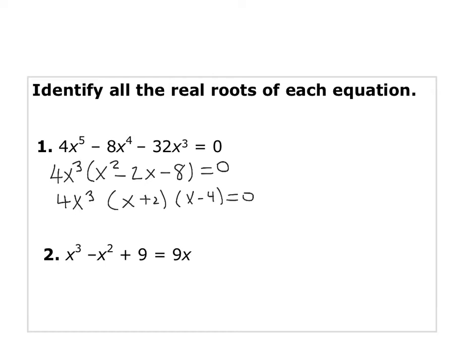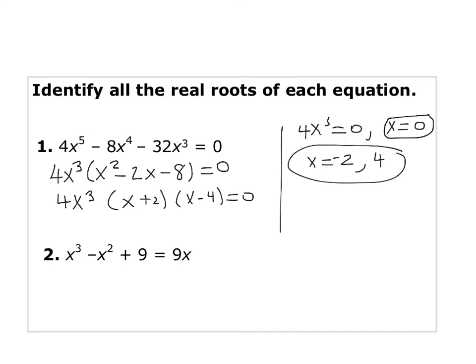is equal to 0. So my roots are going to be 4x cubed is equal to 0. So that means x is equal to 0. Then the other roots are going to be x is equal to negative 2 and x is equal to 4 when I solve the other factors. So those are my answers.